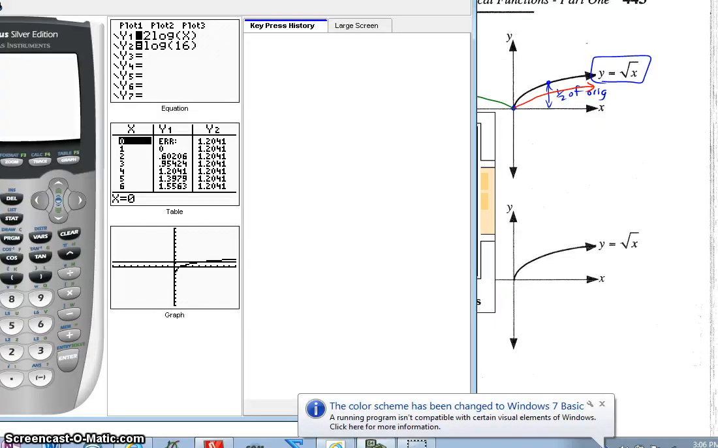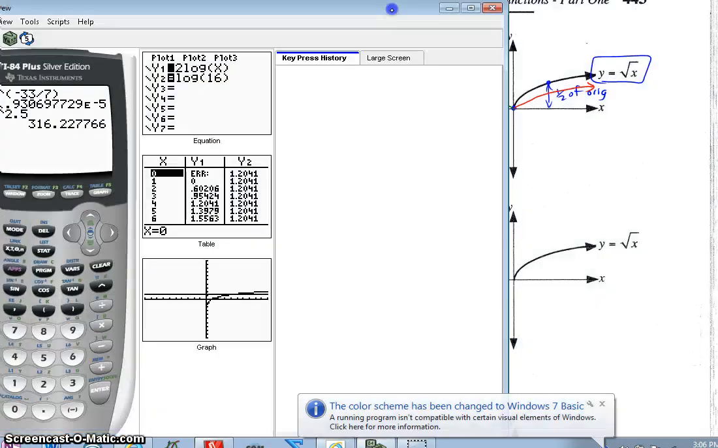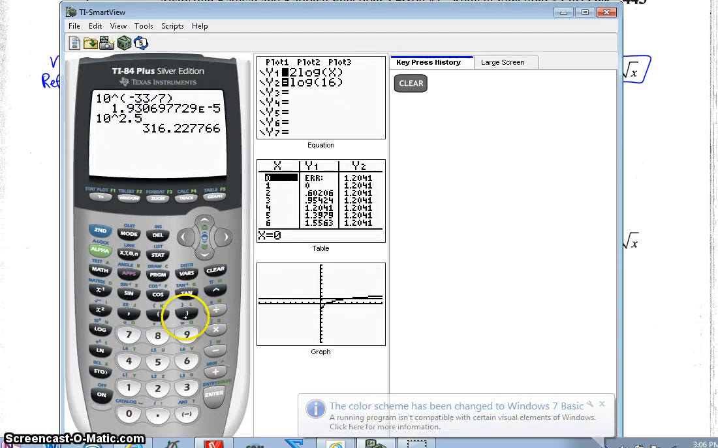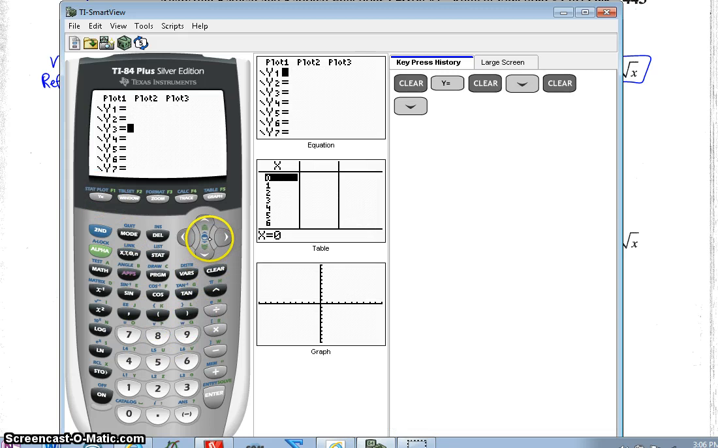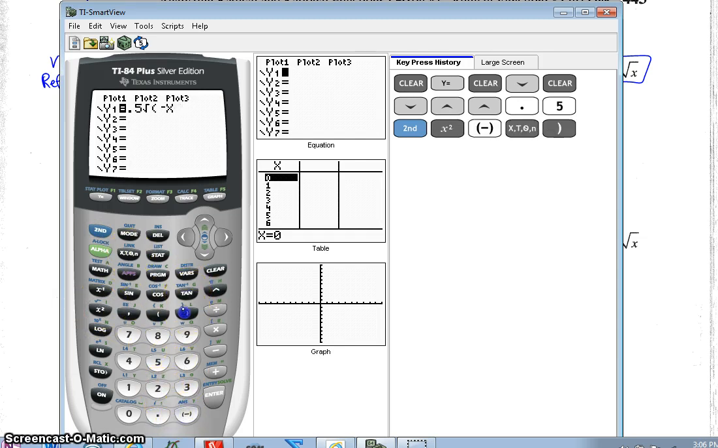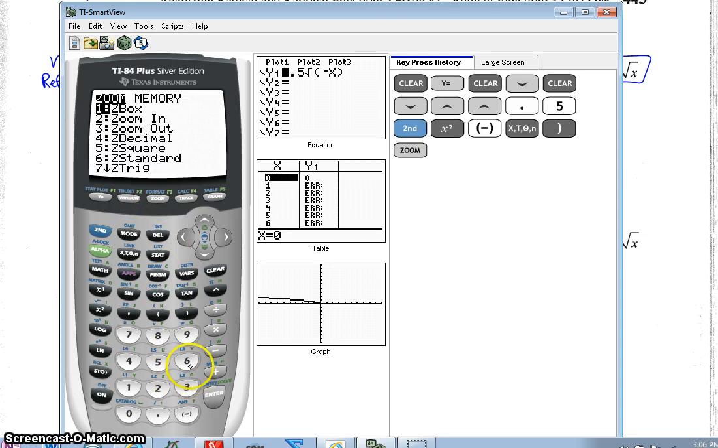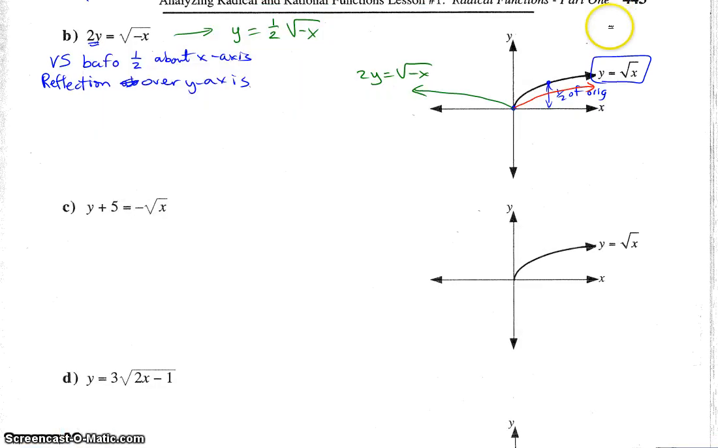Okie dokie. Here's our calculator. We are graphing in y equals, what was it, y equals 1/2, so 0.5, square root of negative x. There we go, enter, bracket, zoom standard, and look at that, there's our graph. Good job. That looks very similar to what we have, so that means we've got the right graph.